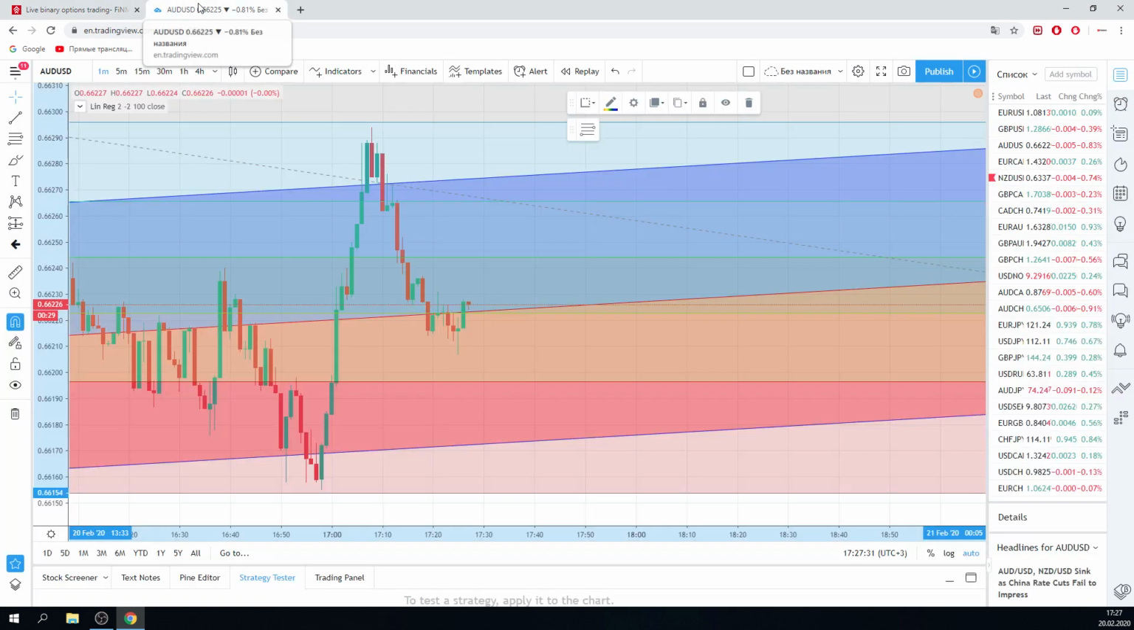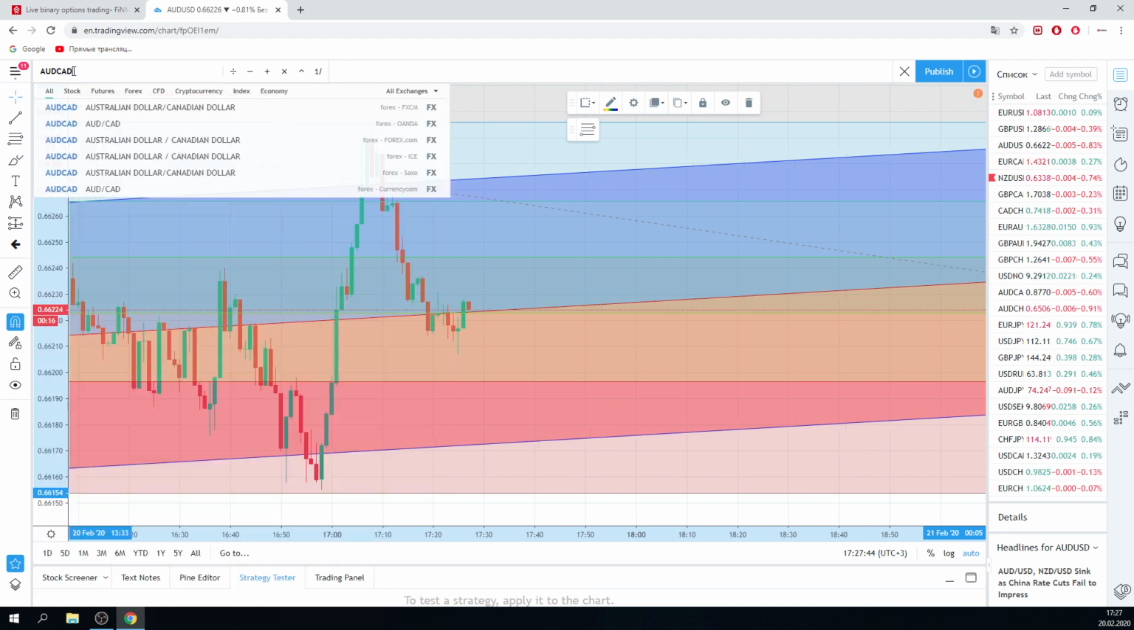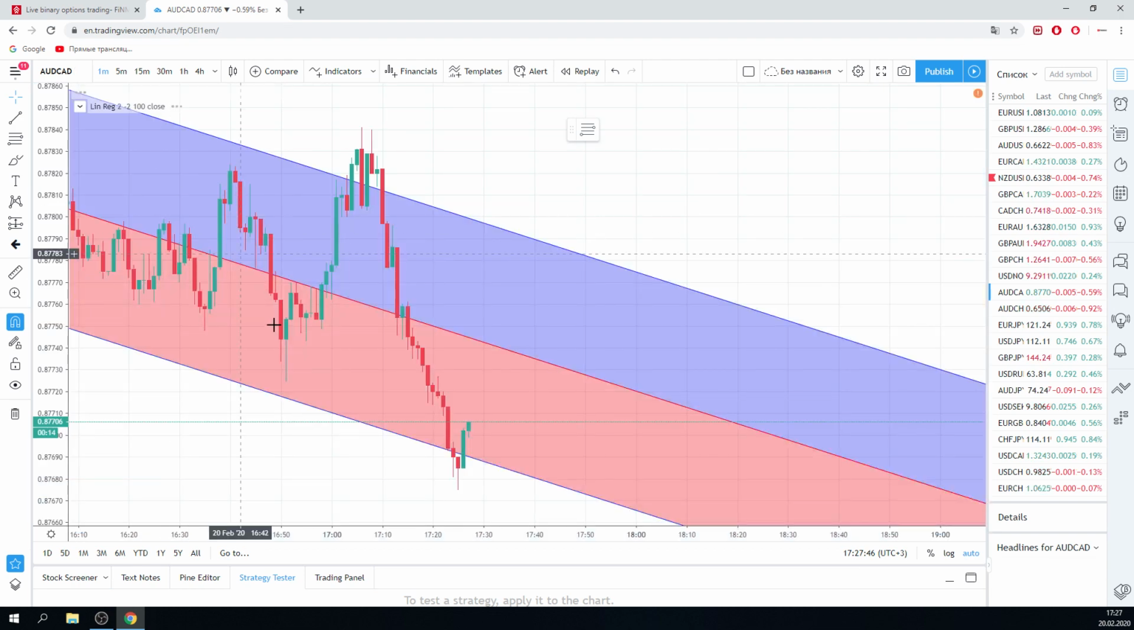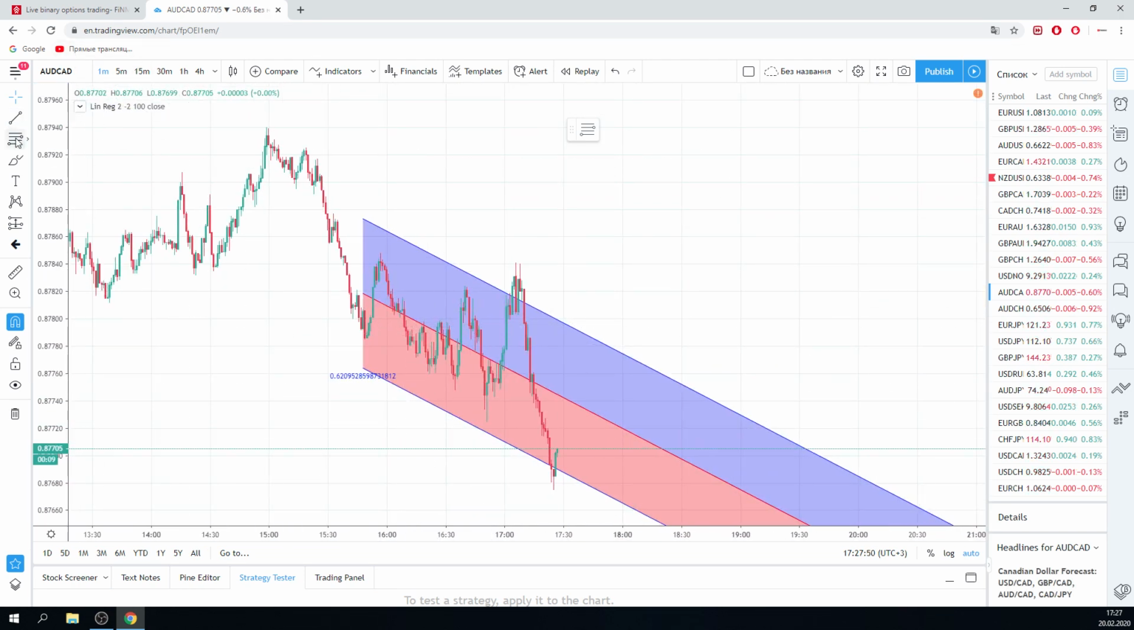Let's switch meanwhile to the AUD Canadian dollar. Okay, I'm looking to see whether it's a good option to trade on today.